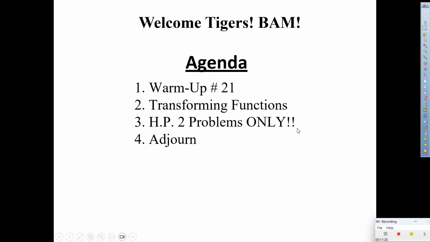Warm-up number 21 done. We're still in the middle of transforming functions. Tonight's home play is 2 problems only. However, I did leave you some home play on Friday. Is that correct? Turn to your neighbor, let them know how many transformations there were. There were only 2 problems, but each problem had how many transformations? 4, so it's a total of 8. Go to Canvas, turn that in. 8 transformations.